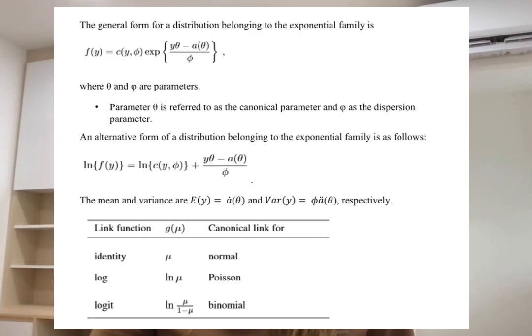You can see it from the formula, right? It has the identity, log, and logit functions, so different ones have different interpretations. So yeah, we'll learn about that.